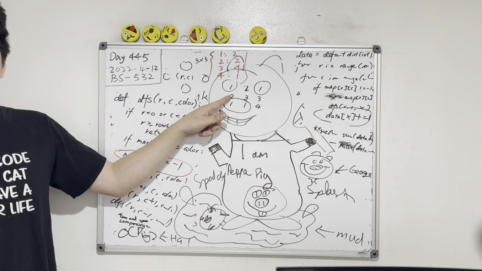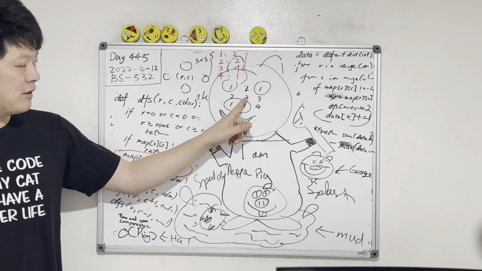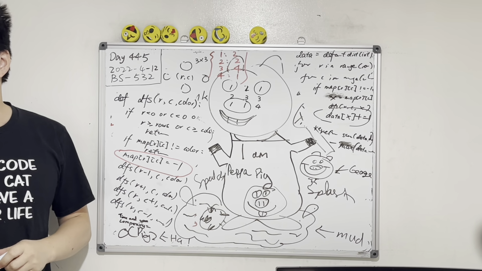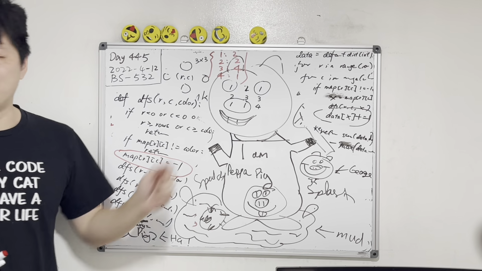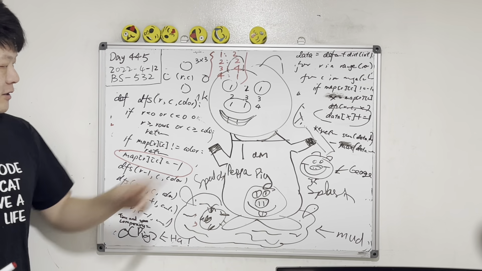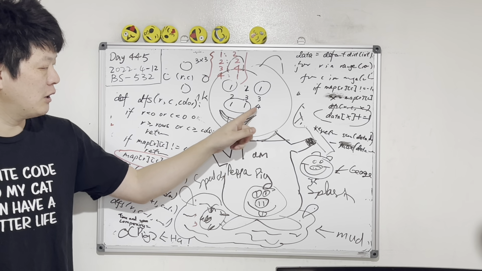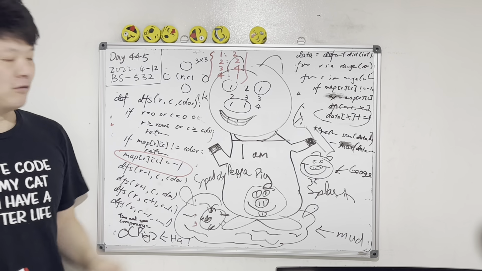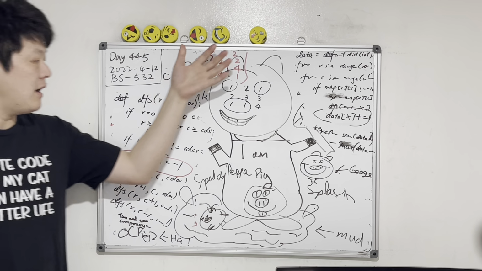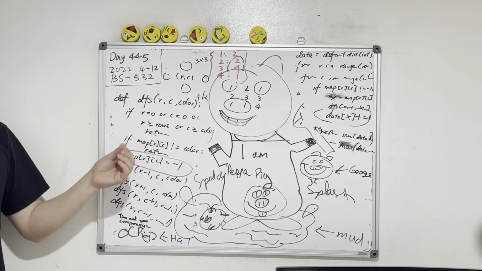For example, in this case, we change 2 into 1. So that's going to take 2 operations. 3 into 1 is going to take 1 operation because this is connected. And 4 into 1 would be another operation. So 1, 2, 3, 4 operations. Okay. So how do we do it?